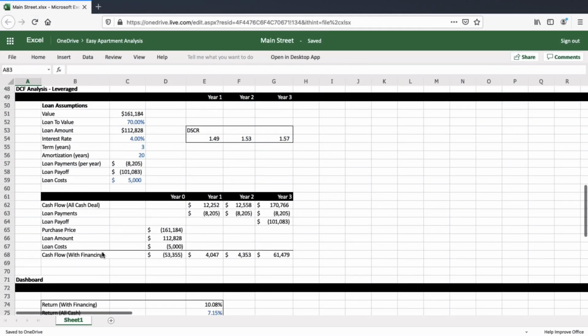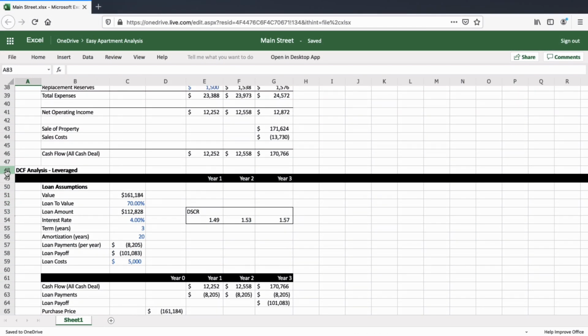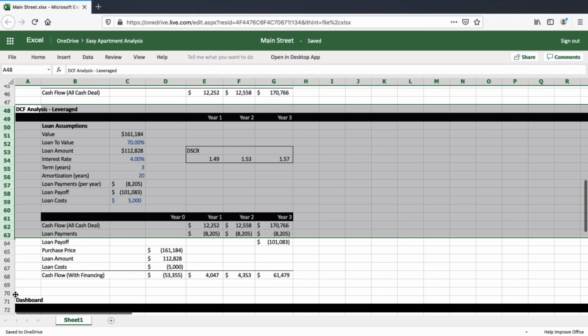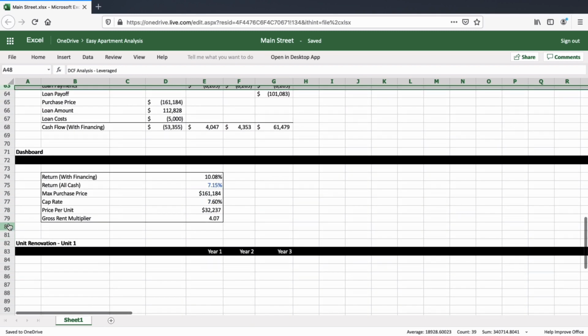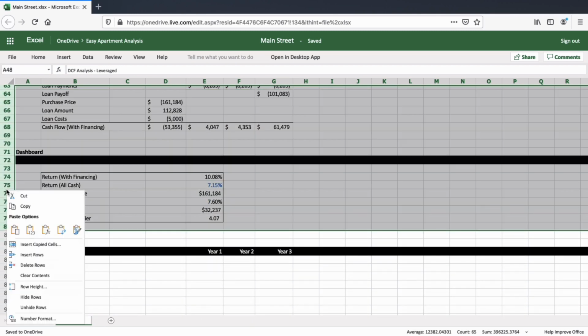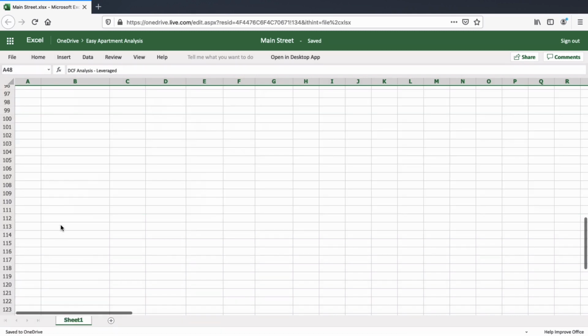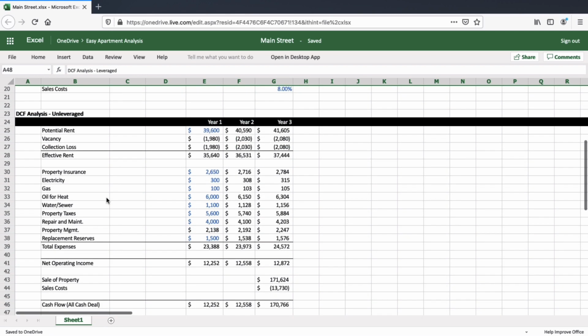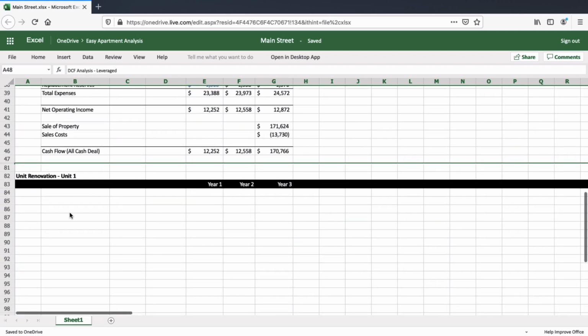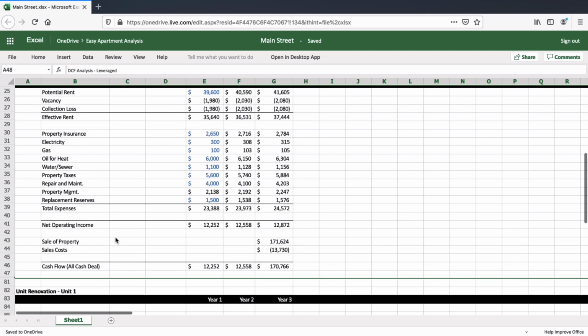So one thing I want to do here is get a little closer to the unleveraged DCF analysis. So I'm going to hide all these rows. Hide rows. So that just hid them. They're still there. It goes from row 47 to row 81. It's still there, but it's just hiding so that we can see this and more readily look down here and do some more work. So what's going to change here?